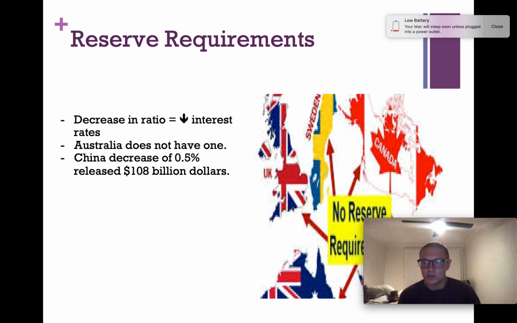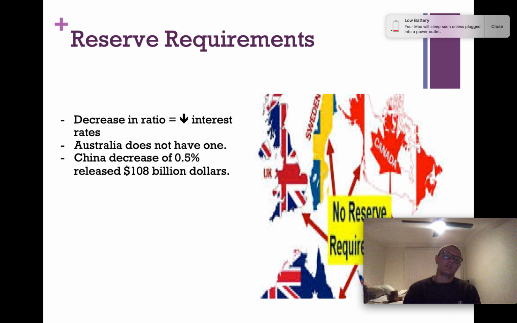So when there is a decrease in the ratio, it expands the bank's credit and decreases the interest rate. China did this in 2018, decreasing their reserve requirement ratio by 0.5%. This released $108 billion into the economy.